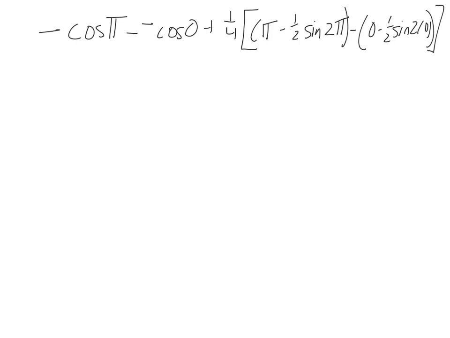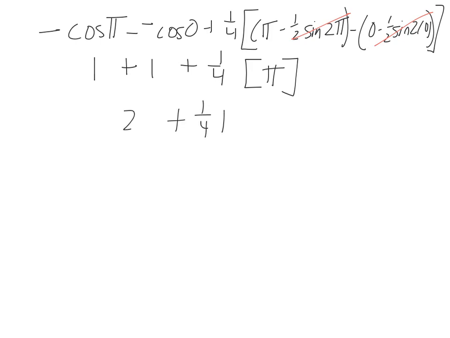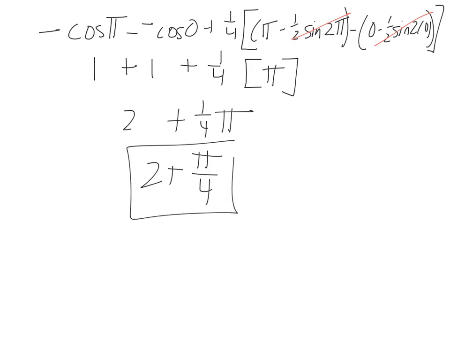And now I'm going to do these. Negative cosine of pi is 1, plus the cosine of 0 is also 1, plus 1/4 times. Okay, the sine of 2 pi is the same as the sine of 0. That's 0. And also over here, the sine of 2 times 0 is 0. So in the parentheses, all I should have is pi. So that's 2 plus 1/4 pi, or pi over 4.